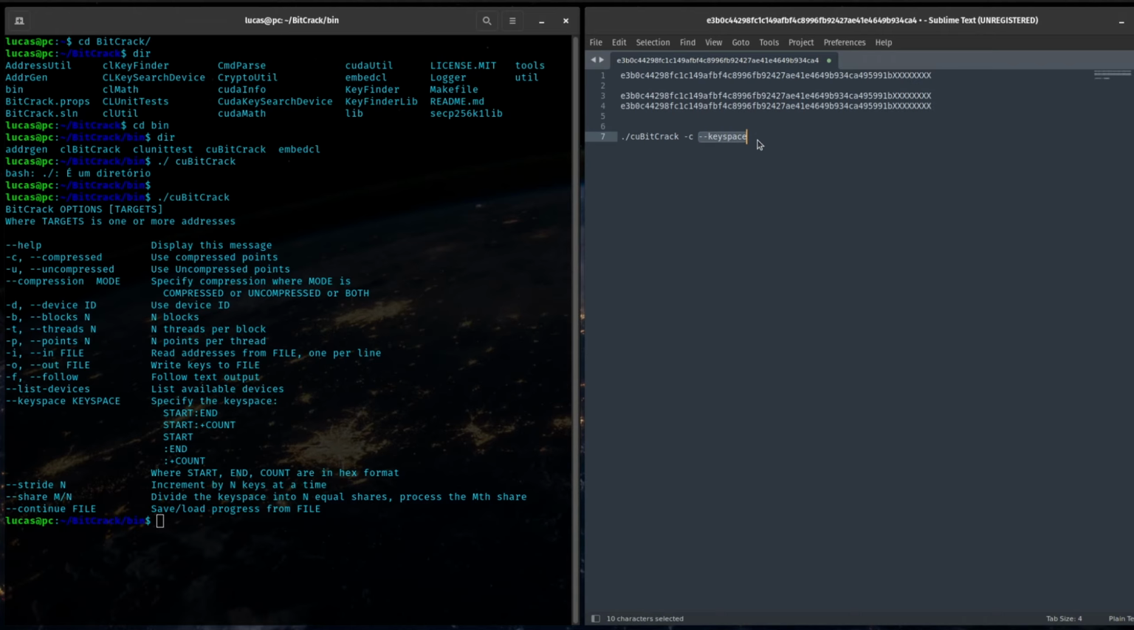The second parameter we need to consider is the key space. It's structured as the initial range, followed by a colon, and then the final range. So what you're going to do is take the key that has all of those missing characters, and you'll substitute the initial range with a 0 and the final range with an F.